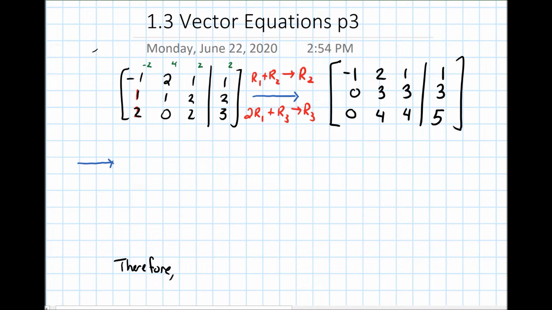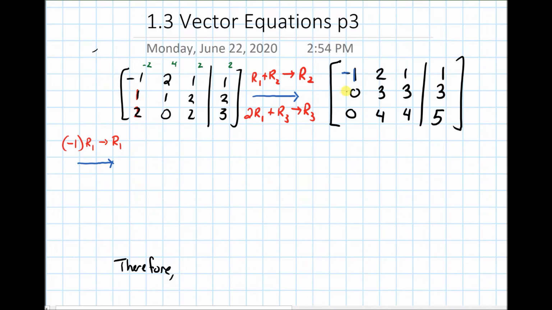So what I want to do next is make this look a little bit nicer. One of the things that I notice is I have a negative 1 here, but to get it closer to fully reduced, I'd like to have a positive 1 there. So let's multiply the first row by negative 1 and insert that into the first row. So I'm just scaling the first row by negative 1.